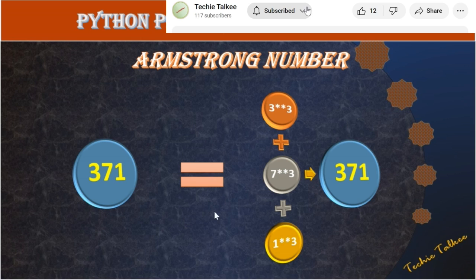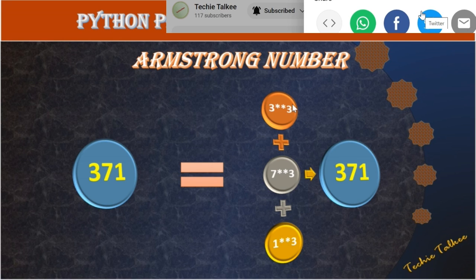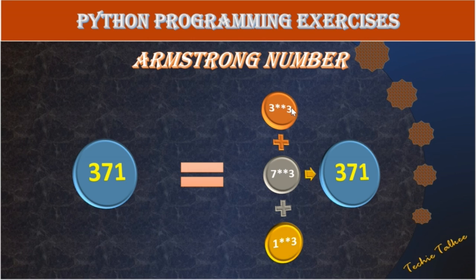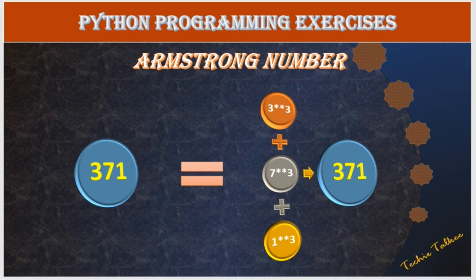A number is said to be an Armstrong number if the number is equal to the sum of its own digits, where each digit is raised to the power of the number of digits. For example, we have the number 371 and it is an Armstrong number. Let me explain how to find it.